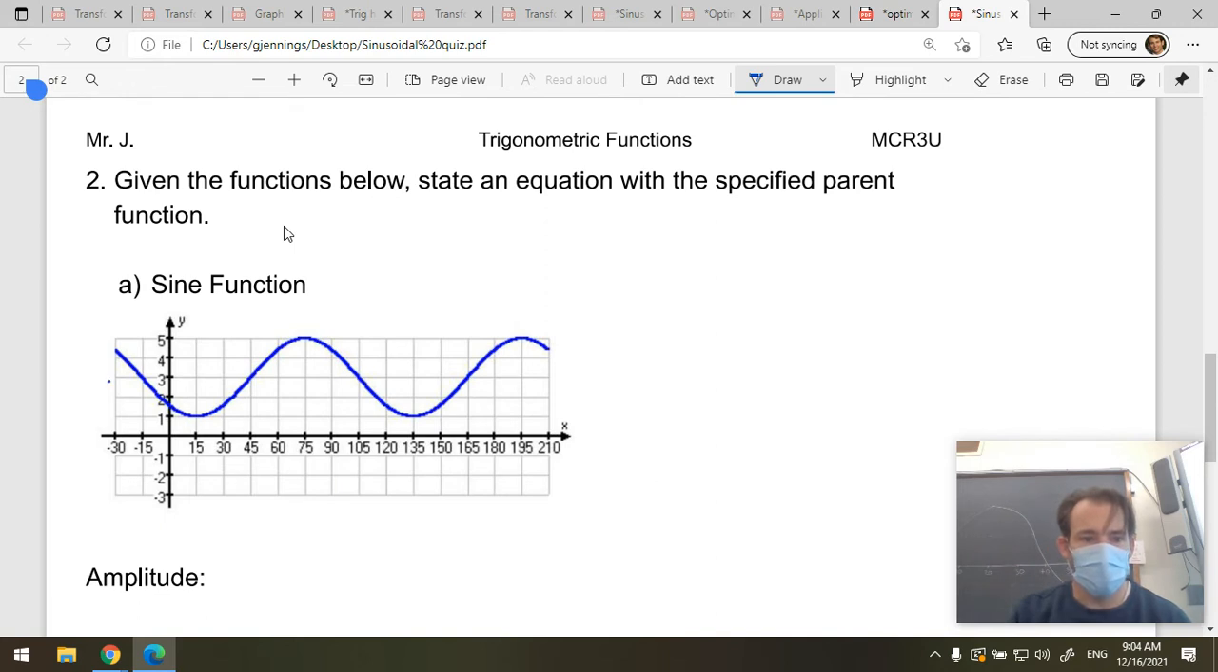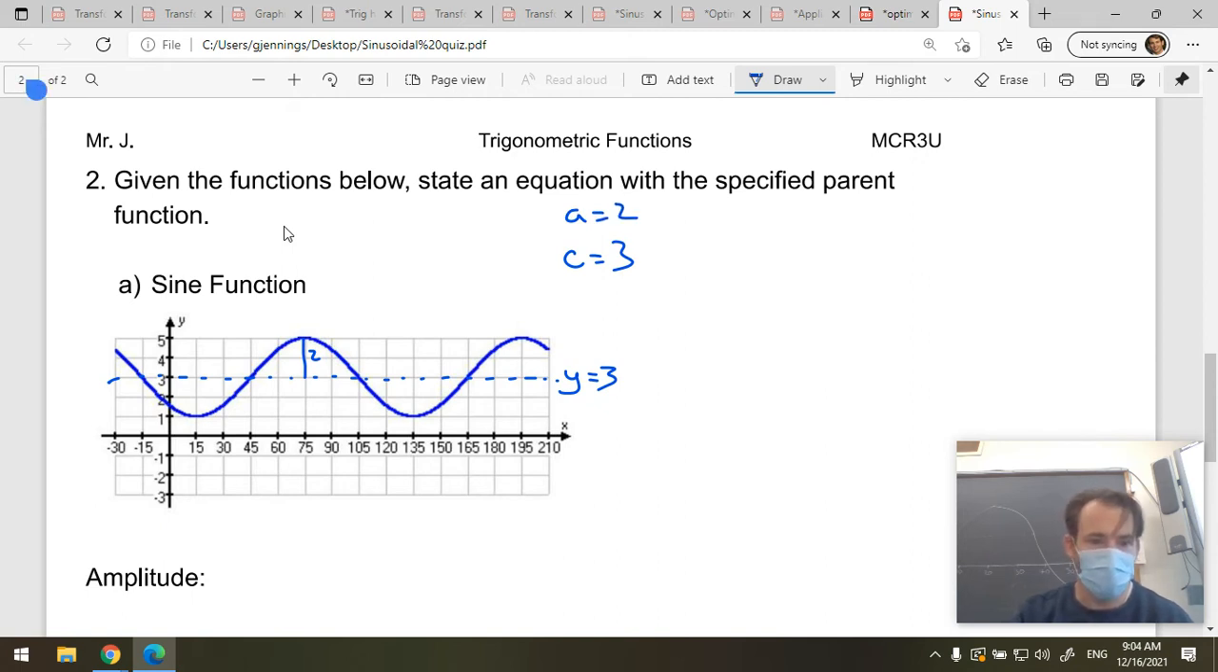There. So now, given these functions, state an equation with the specified parent function. First, locate the axis. Here's the axis. Visually, it's there. If I'm not sure, let's test. This should be the midpoint between the maximum and the minimum. The minimum value is 1. The maximum value is 5. So the average of 1 and 5 is 3. So there's the axis at y equals 3. The maximum value is 2 above the axis. So I already know my C value is 3. I know my A value is 2 because this has been stretched.